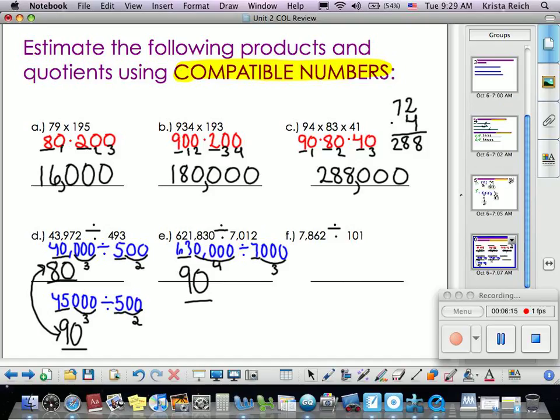And for letter F, I'm going to go ahead and round 7862 to 8,000 divided by 100. 1 goes into 8 times. 3 minus 2 zeros is 1 zero. 80 would be my estimate for that one.